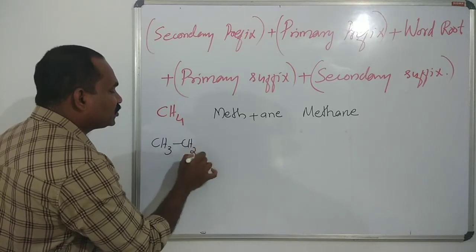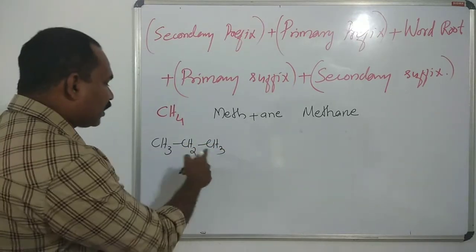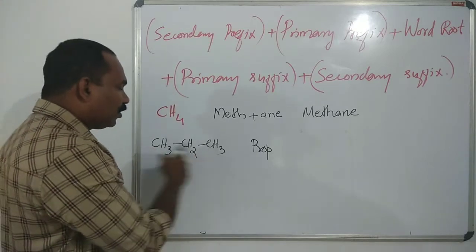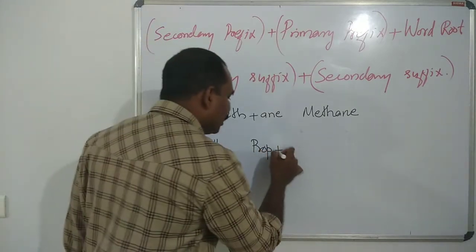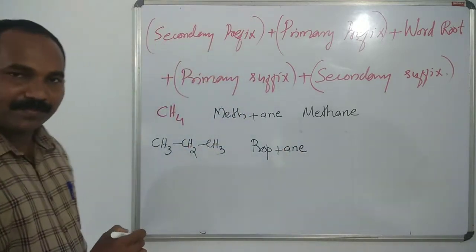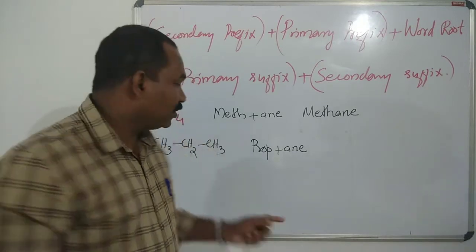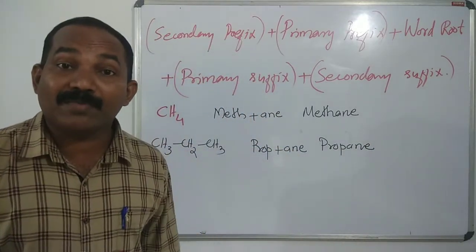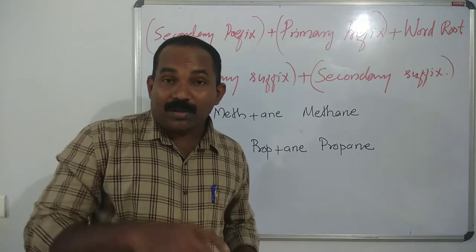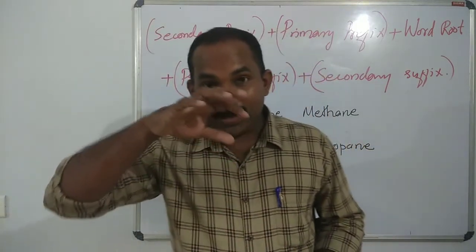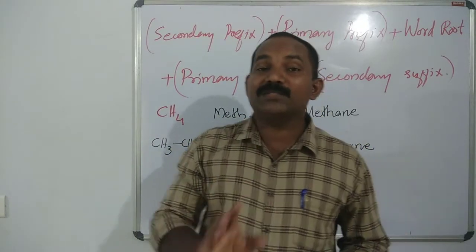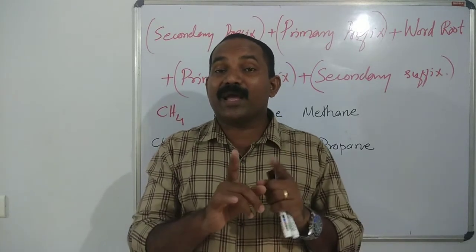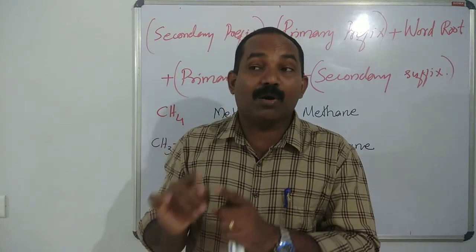And another is CH3, CH2, CH3. How many carbon atoms are in the molecule? 3. So, word root is prop. Then all the bonds are single bonds. Then saturated molecule, ane. No other substituents, no functional group. So, only word root and the primary suffix. Okay, so a very important thing: an organic molecule should contain word root and primary suffix. Secondary prefix, primary prefix and secondary suffix are optional.